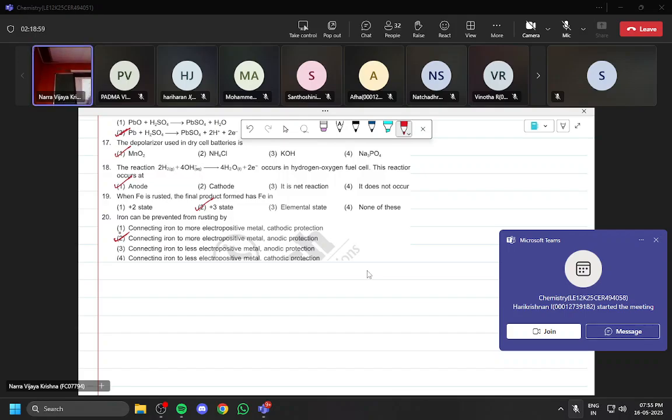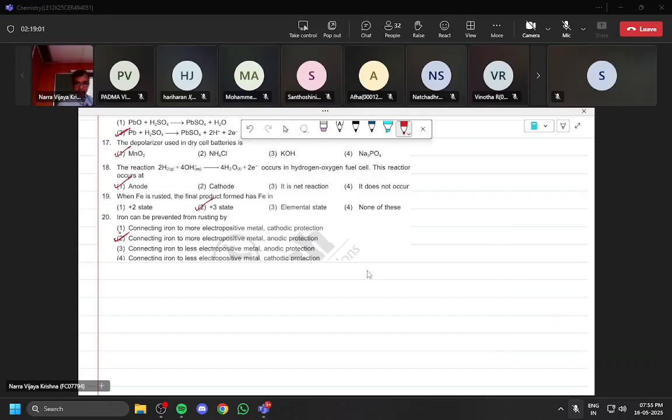Anodic protection, why? That metal acts as anode now. Iron acts as cathode, na? Iron, metal. Among these two, which will undergo oxidation readily? Metal undergoes oxidation readily. Means that metal is acting as anode. Means iron acts as cathode. So which is protected? Cathode is getting protected, na?